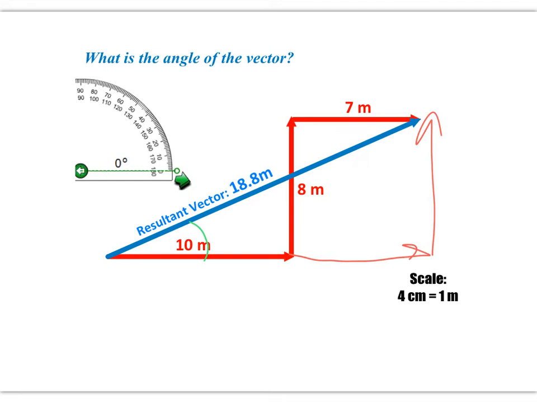Protractors are located in the cart in the front of the room, right by the rulers and the meter stick. So grab a protractor and make a measurement of this angle. This angle represents the direction of the resultant. So think, when it comes to vectors, vectors are described by two numbers: the magnitude, which is the 18.8 meters, and then the angle, whatever we happen to measure.